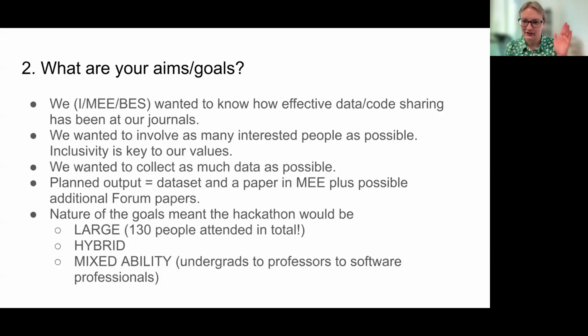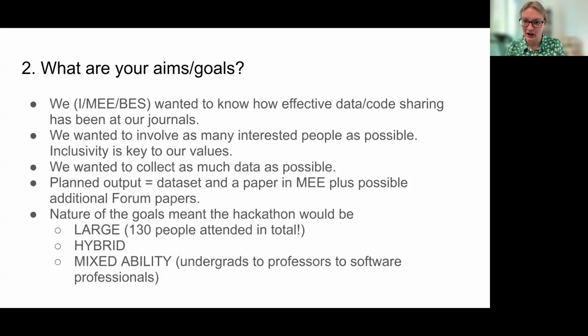And the nature, therefore, of these goals and this kind of interactive framework was that we knew it was going to be a large meeting. It was larger than we were expecting. We had 130 people show up overall. So I think about 60 of those in person and everyone else online, which was a lot bigger than we were expecting. And that came with some challenges, but also some real positives as well.